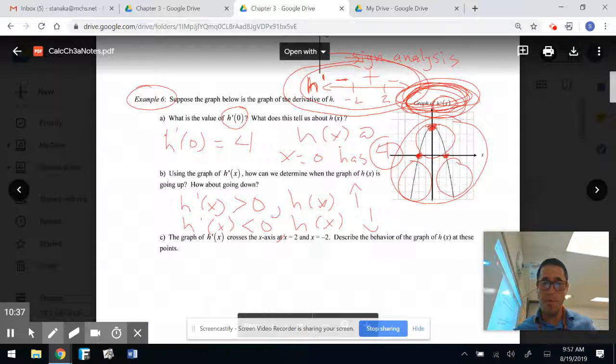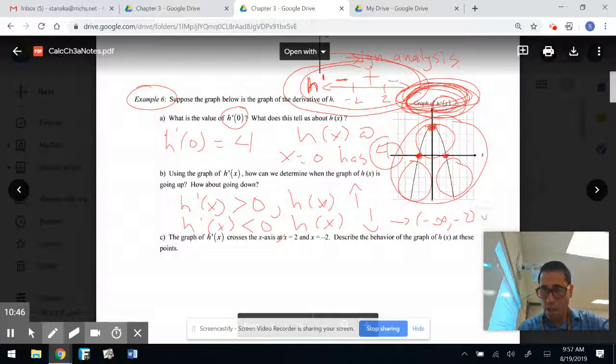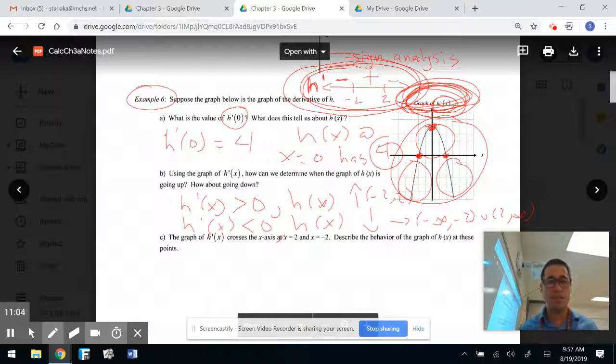Which means from negative infinity to negative 2, here, I'll see if I can fill it in right here. Okay, so from negative infinity to negative 2 union 2 to infinity, h of x, the original graph, is going down or decreasing. Okay, and then from negative 2 to 2, we say that h of x, the original graph, is going up. And I was able to do that just by my sign analysis, which really helps us to simplify some things.